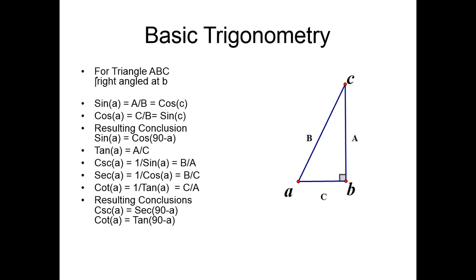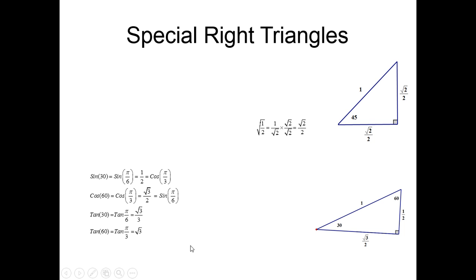We find similar relationships here. The cosecant of an angle is the secant of its complement. That's stated right here. The cosecant of an angle is the secant of its complement. The cotangent of an angle is the tangent of its complement.